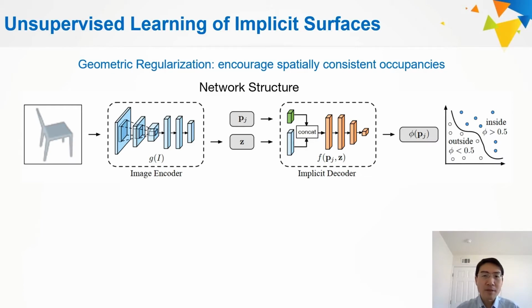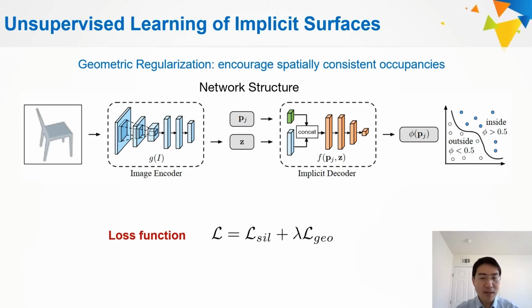So here is a pipeline of unsupervised learning for implicit surfaces. Here we give a shape. We have an image encoder using neural networks, and we give a 3D sampling point P. We concatenate it with the encoder output and pass it into a decoder. The decoder will give a probability for the point P, showing whether it is outside the object or inside the object. By calculating many sampling points P in the 3D space, we can finally get the surface of the object.